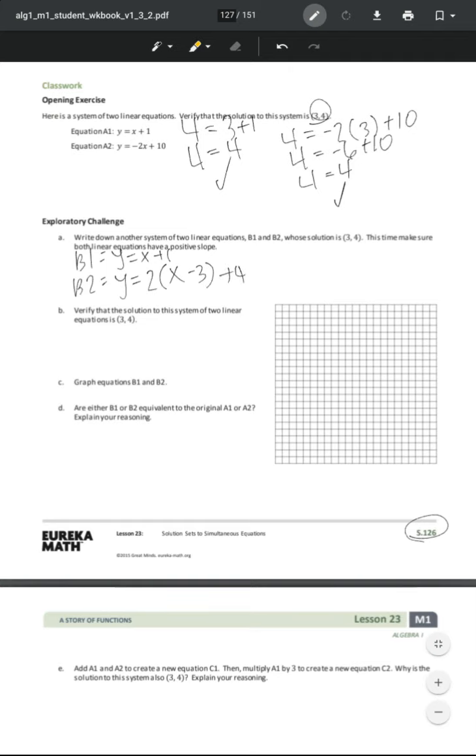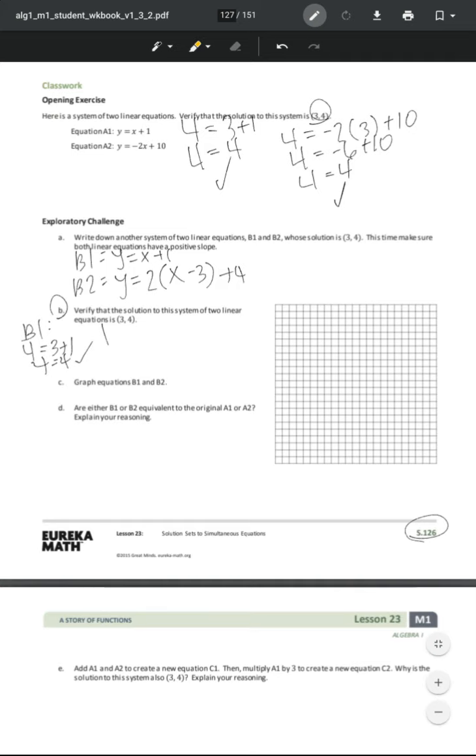This equation, again, also has a positive slope, and in order to make sure that (3, 4) is a solution, we're now going to look at part B, and we're going to substitute that (3, 4) in for both equations. B1 is going to be really easy because we've already solved B1 in the previous problem. But just to do it again, we're going to have 4 equals 3 plus 1, which again gives us 4 equals 4. So that shows us that B1 has the solution of (3, 4).